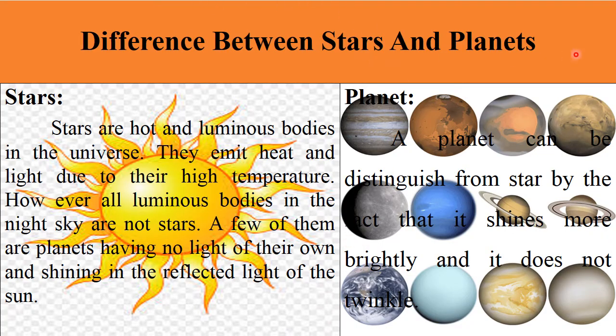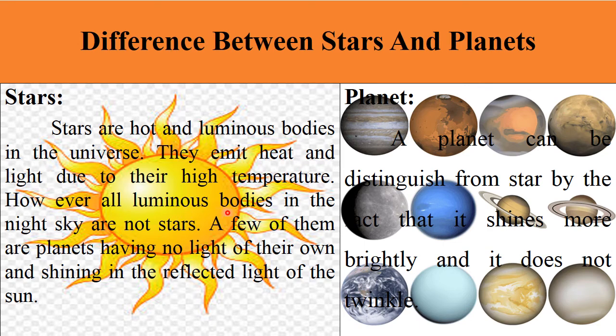Difference between stars and planets, because we are using these two words many times. Stars are hot and luminous bodies in the universe. They emit heat and light due to their temperature. Emit means to give off, heat means warmth, and light means brightness.